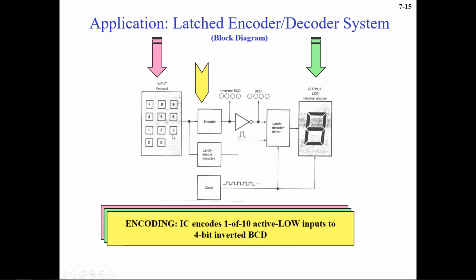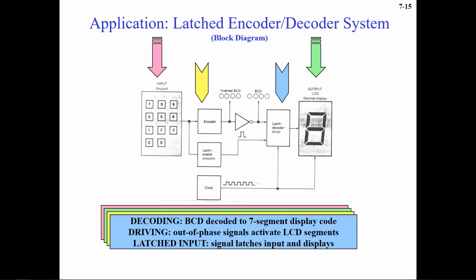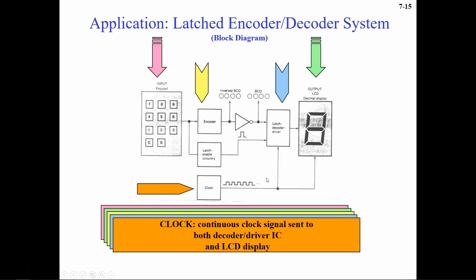Then you have an encoder here, which is the IC, and it encodes one of 10 active low inputs to 4-bit inverted BCD. That's what you see here, inverted BCD, and that's why you have a NOT gate to get the BCD here. Then you have a decoder, and the decoder basically decodes the BCD into the 7-segment display code, driving out-of-phase signals to active LCD segments, and the latch signal latches inputs and displays. Then you have a clock here, and the continuous clock signal is sent from here both to the decoder and to the IC LCD display screen.